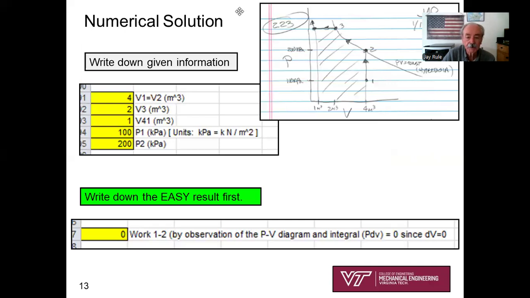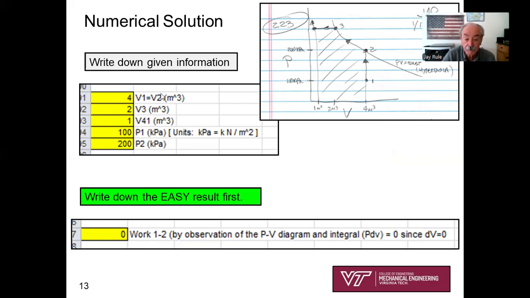All right, so now we're going to do the numerical solution. We're going to start with process 1 to 2. We're going to write down the given information. Notice here, I wrote down all the stuff that was given to me. I just wrote it down. In my world, I write it down in Excel and I turn the cells yellow. That's the key to me that I'm fat fingering in a number.